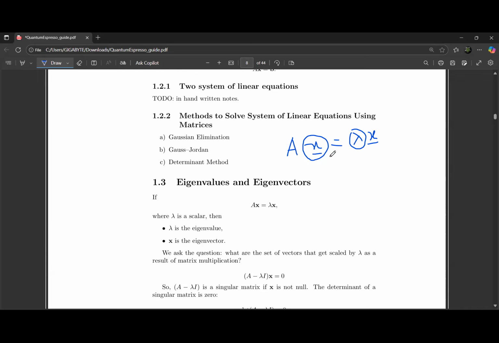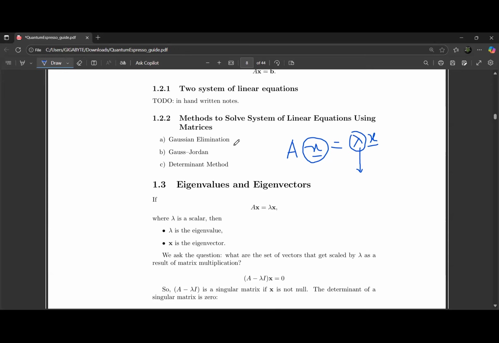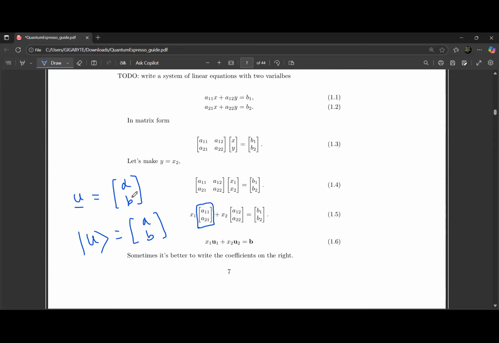And what does this lambda do? This eigenvalue, what I'm calling, what this does is actually, how can I put this? The scaling factor. I can call it the scaling factor of the vector x. And one thing I should have mentioned previously, like putting a vector as a matrix. Actually, I mentioned it, sorry. Previously I mentioned we can write vectors like this in matrix form.